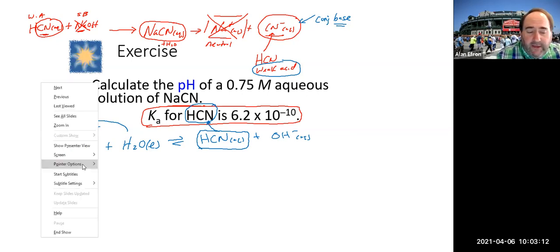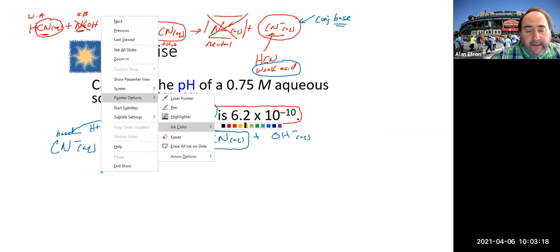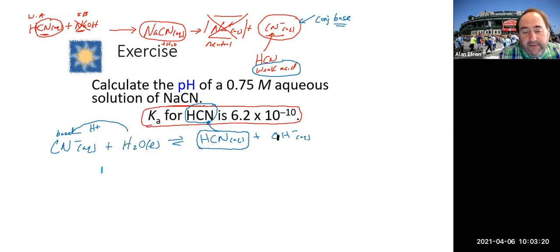Now, also, as we talked about last time, without even doing the calculation, at this point, we should know that this solution should be basic because we are producing hydroxide here. So again, this is another way we could check our calculation when it's all said and done. We really should end up with a basic pH even before doing it.